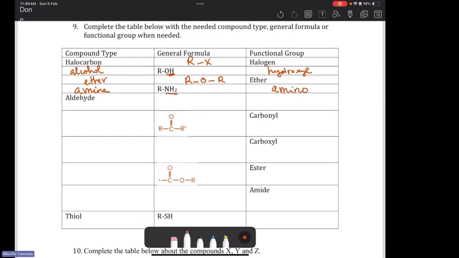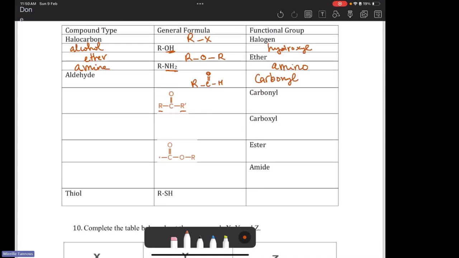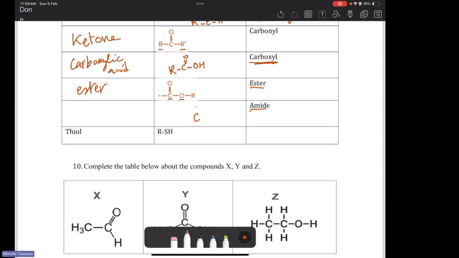Now aldehyde, it's a C double bond O with an H and an R. So it belongs to the carbonyl functional group. Now when the two sides of C are bonded to C chains, it's a ketone. Carboxyl is a carbonyl and a hydroxyl. Remember how I generated the word carboxyl? So it's a carbonyl and a hydroxyl formula, and it's a carboxylic acid. That's an ester, same name and functional group. Amide, we didn't learn the naming, we don't have it.